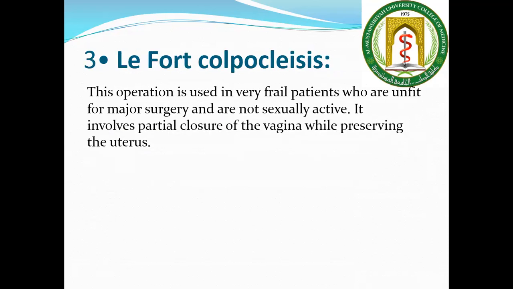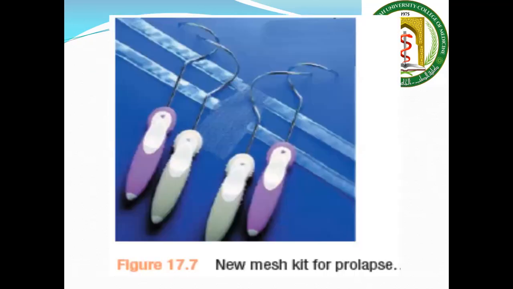The Le Fort colpocleisis, this operation is useful for a very frail patient, of old age, unfit for surgery. We incise the anterior and posterior vaginal wall after reducing the prolapse, and then we suture the anterior to the posterior wall. So we obliterate the vagina. Here we close the vagina after reducing the uterus, and this is useful for a patient who is of old age and unfit for surgery. Here, this is the synthetic mesh that we use, okay, in the hysteropexy.